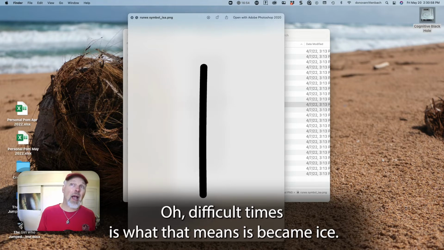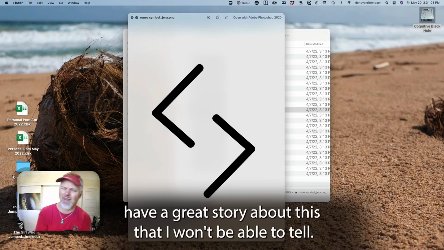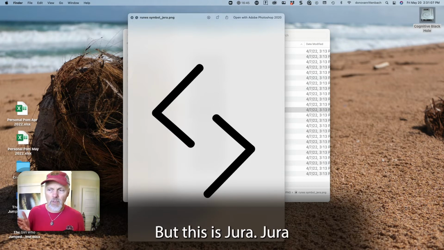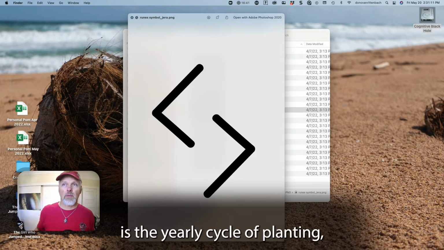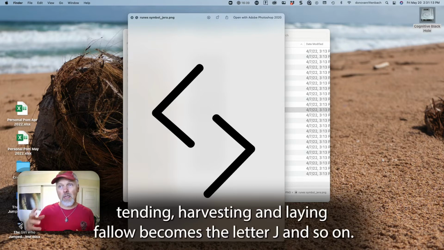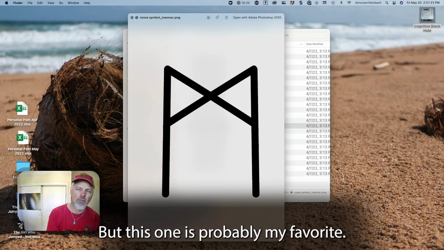Isa became ice, a lot of ice in the northern countries. I have a great story about this that I won't be able to tell, but this is Jera. Jera is the yearly cycle of planting, tending, harvesting, and laying fallow. It becomes the letter J, and so on. But this one is probably my favorite.